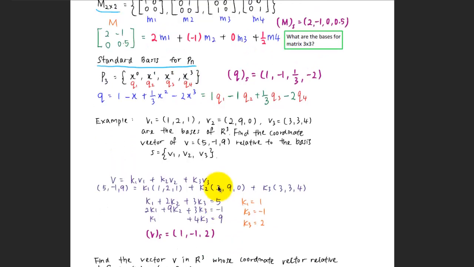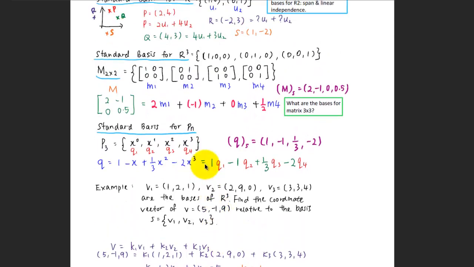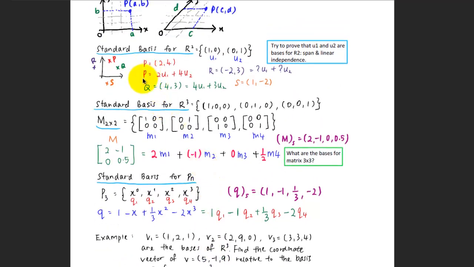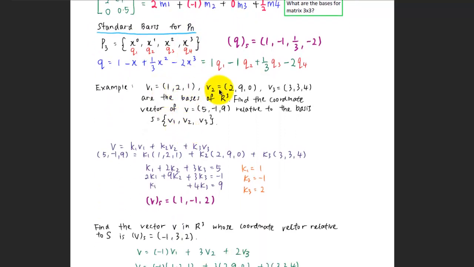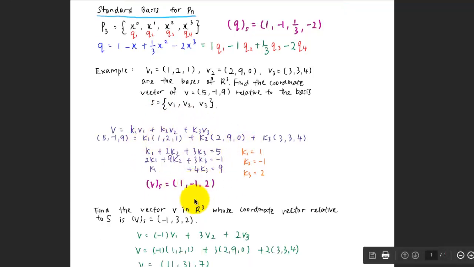So try to link it back with the previous lesson here. The coordinate of a point is actually a combination of the bases. And since v1, v2, v3 are the bases, the scalar multiplications in front of the bases are actually the coordinates.